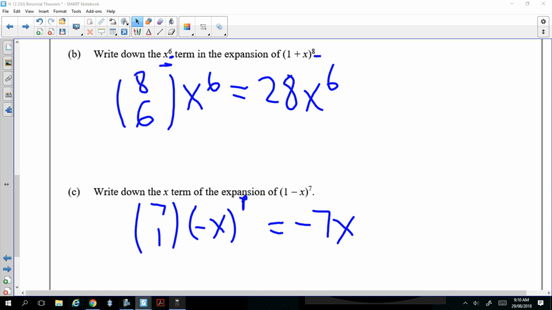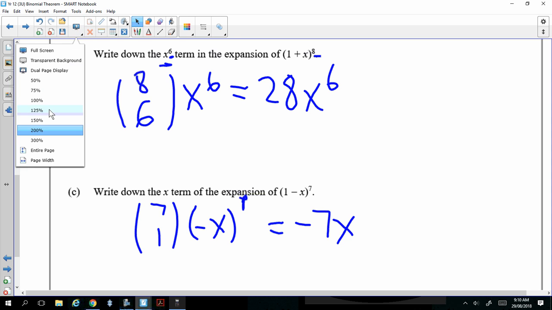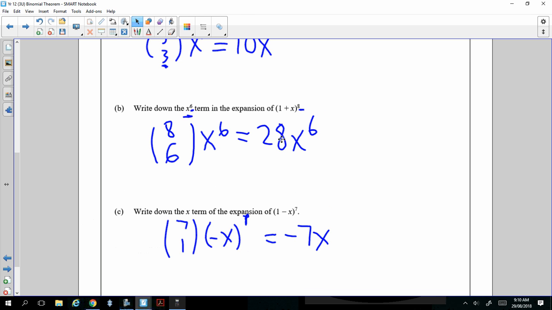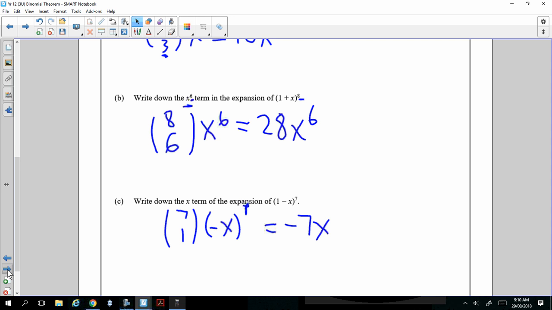Alright, now as you can see, this has a lot of limitation because it depends on the first term being 1 and then plus x. We want to have a more general formula. Okay, what if it's not 1 plus x, it's something else? So what we do is on the next page, we're going to work out a general formula like this: 2 plus 3x to the power of 5.